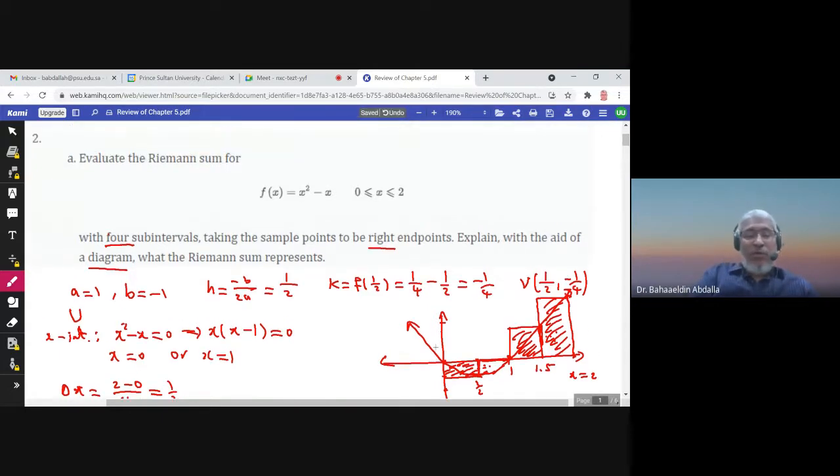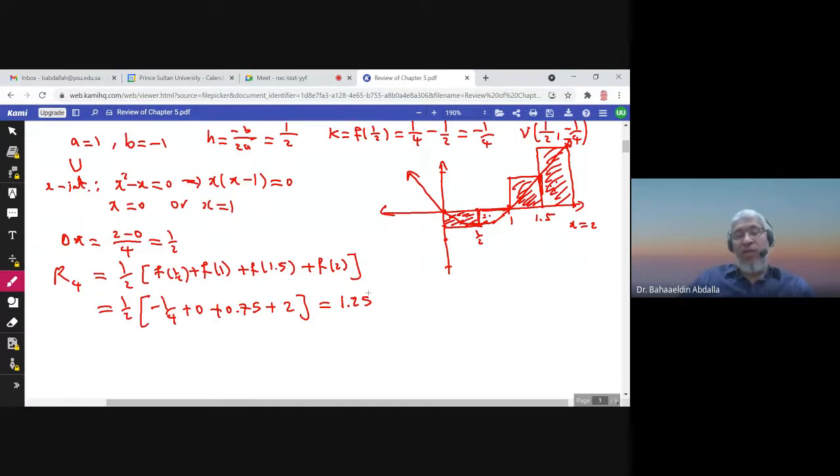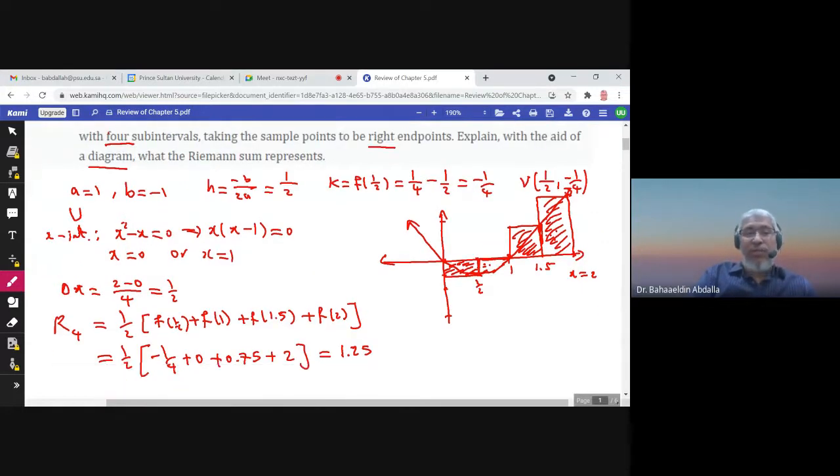Now, if you find the actual integral of this function, either using the formulas, we know the laws, or quickly I can use the calculator from 0 to 2. The answer in the calculator is 0.7. Our answer is 1.25, and the exact answer is 0.7, which is okay. It is a good approximation anyway for this area.